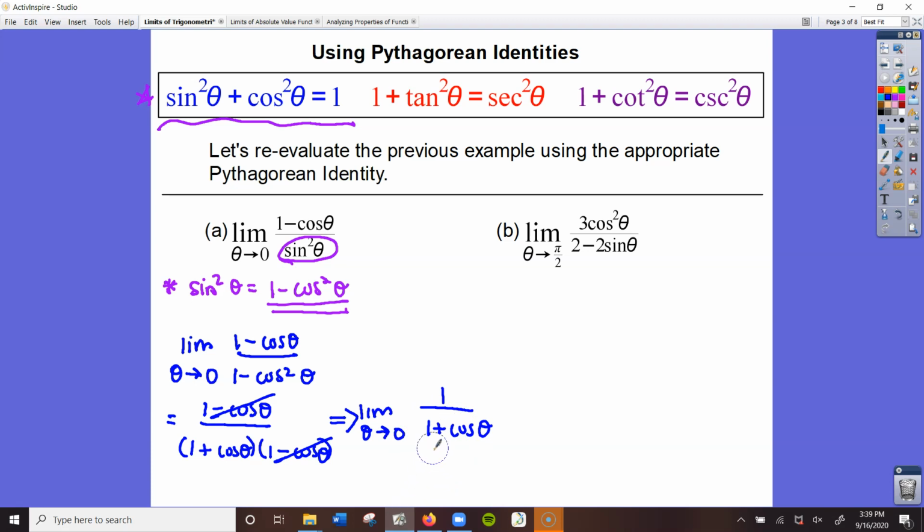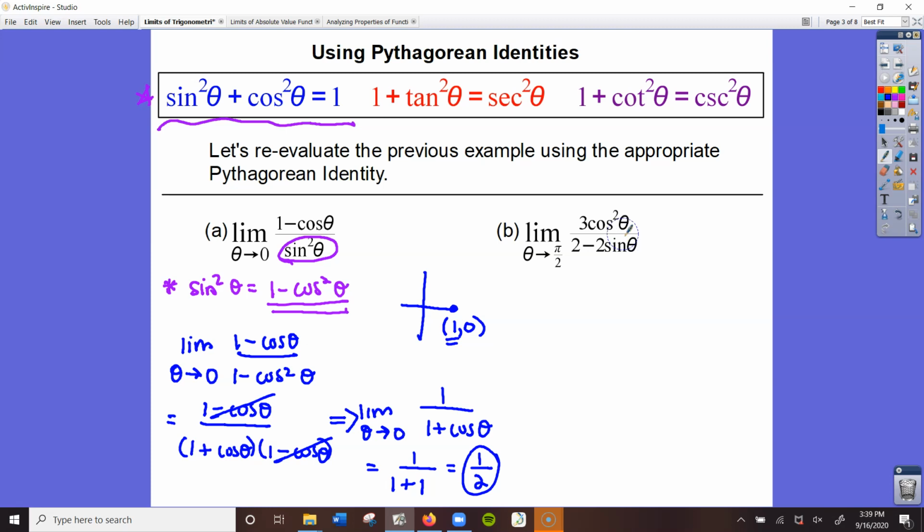Now I can go ahead and plug in the 0. When I plug in 0, I get 1 over 1 plus the cosine of 0. Remember, 0 is over here. That is my radian measure, and the coordinate there, because it's a unit circle, is (1, 0). So the cosine, which is the x value, of 0 is 1, leaving me with a final answer of 1 over 2.